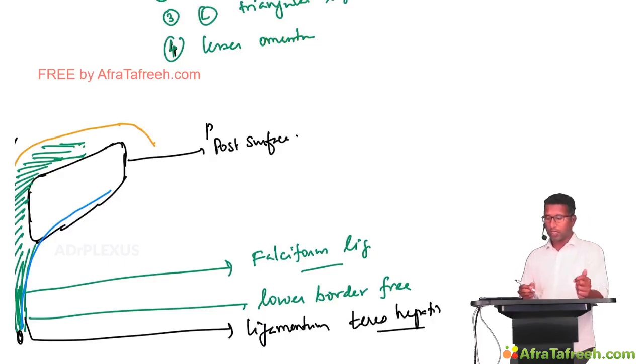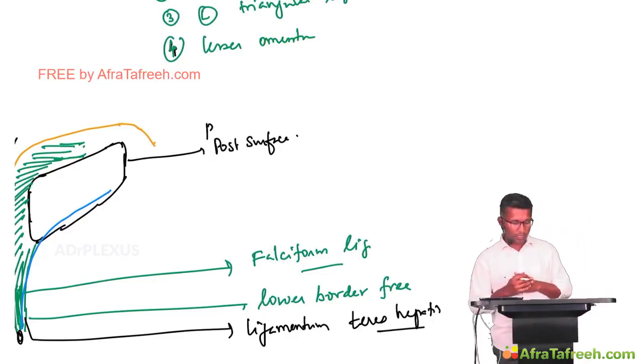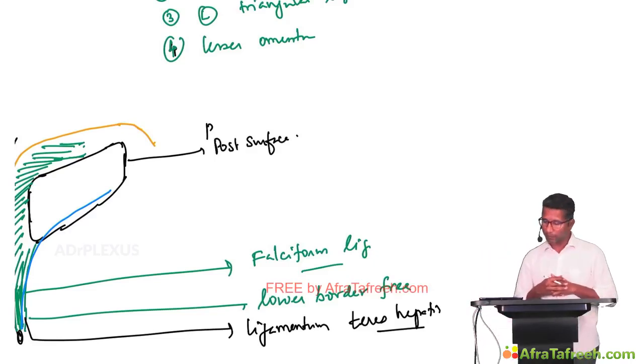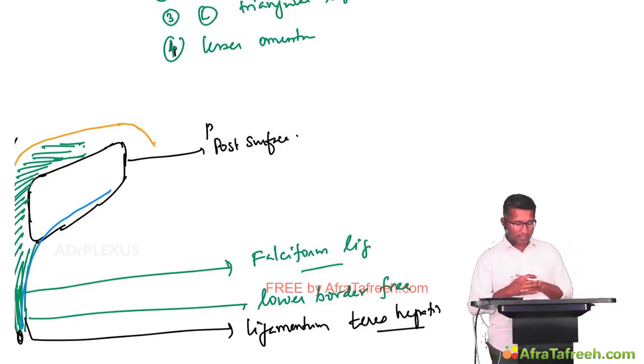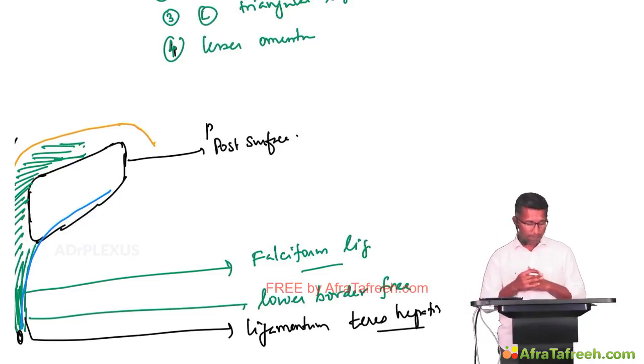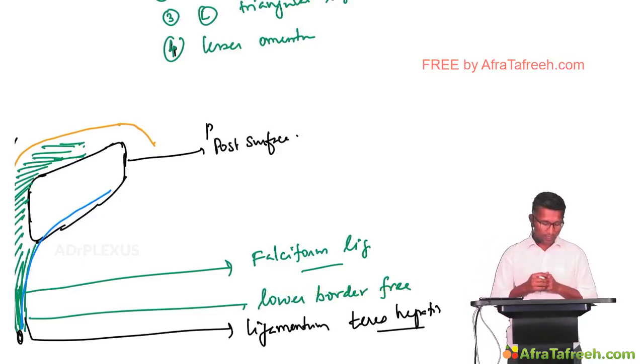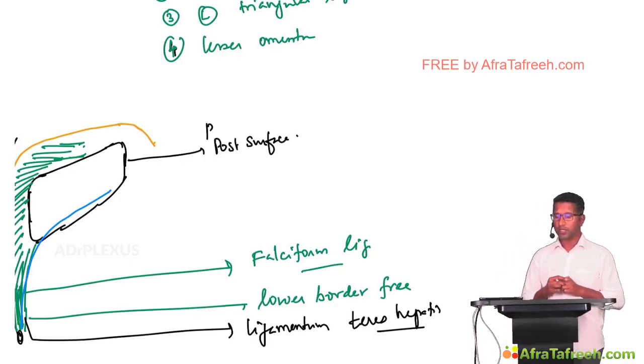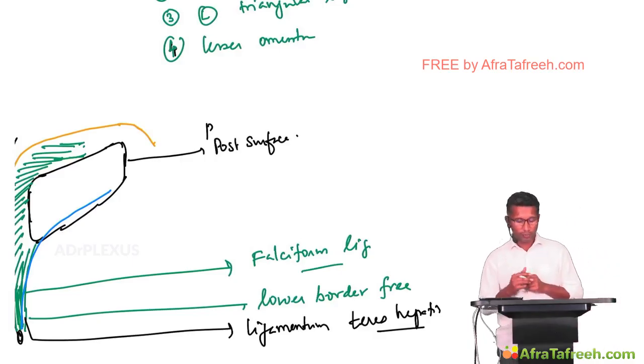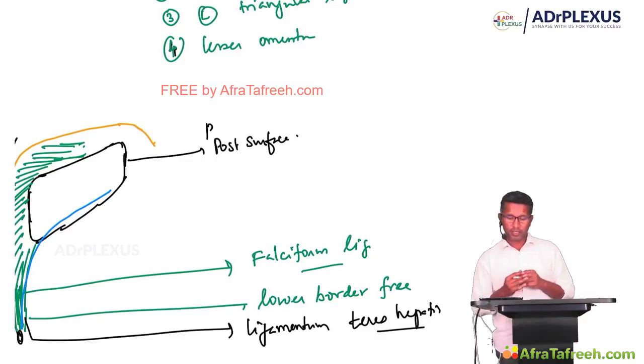Teres means round. Can anybody tell me where we saw ligamentum teres? One more ligamentum teres we saw in the morning session. Where do you see ligamentum teres, guys? Yes, very good. It is seen in the head of the femur, which is connected to the fovea capitis. I didn't tell one point there. You can see the ligamentum teres in the head of the femur. It is attached to the head of the femur.